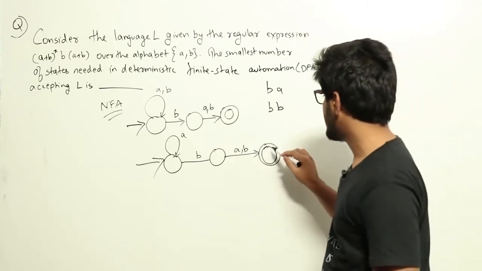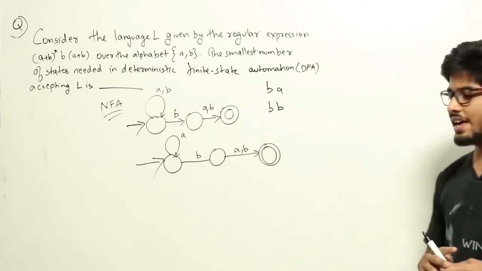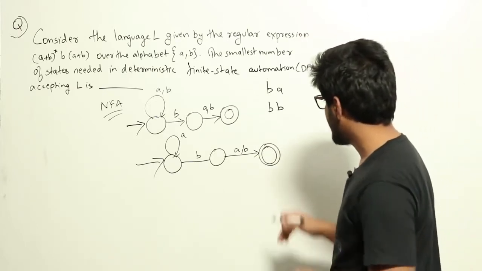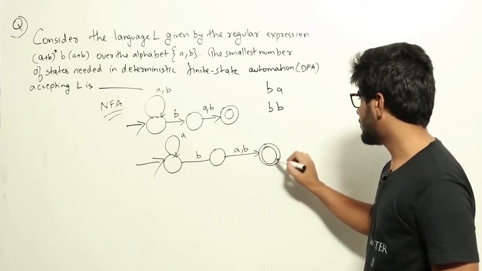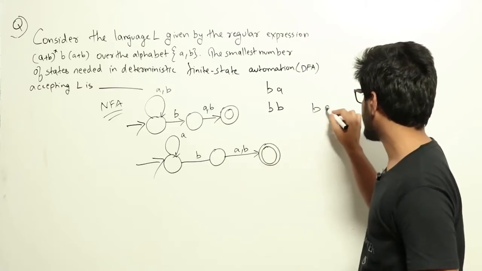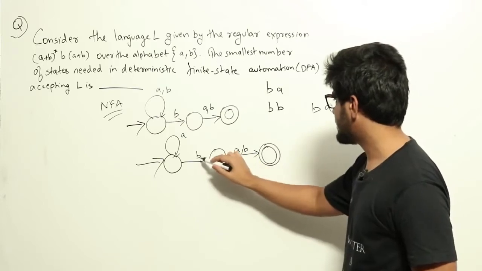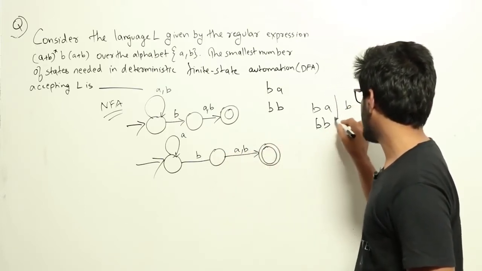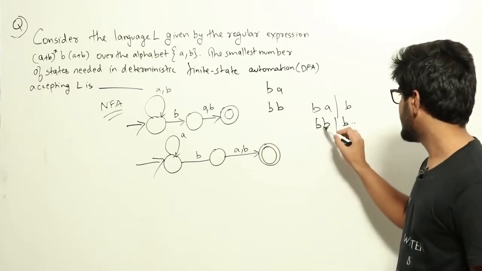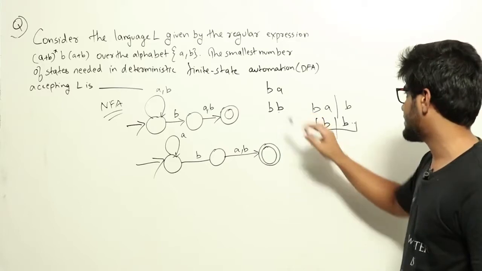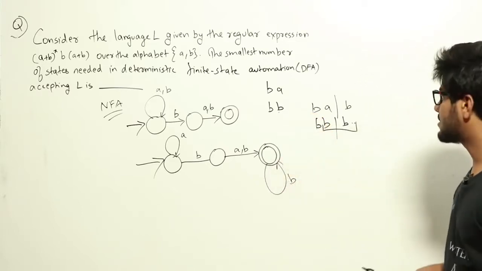Now from this state, I need to write transitions for input symbols A and B. So let us see that. So if the next symbol is B, there are two ways of reaching this state. One is BA: we saw B or A, and now we are looking at B. Or the other is BB: we saw B and reached this state, and now we are looking at B. Now in this case, we'll see that the last two symbols are BB, which is again the accepting state. So on B, I'll go to the same accepting state.